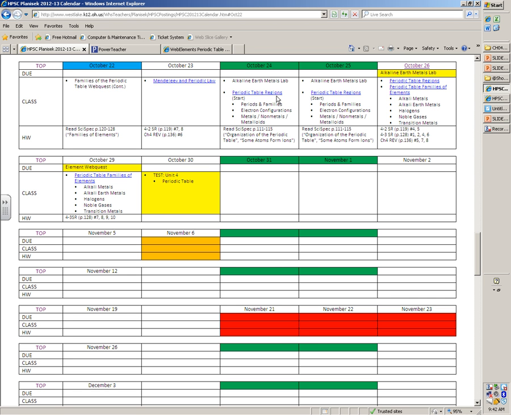If you have not turned in the Alkaline Earth Metals Lab, please notice that today it says Alkaline Earth Metals Lab due. I think a lot of you got the questions done, but if you didn't, please finish that up sometime in the near future and get that over in the tray on the side.